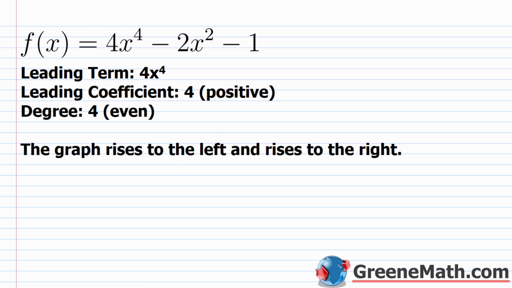All right, let's look at some examples of this one. So f of x equals 4x to the fourth power minus 2x squared minus 1. Well, the leading term here is this 4x to the fourth power.